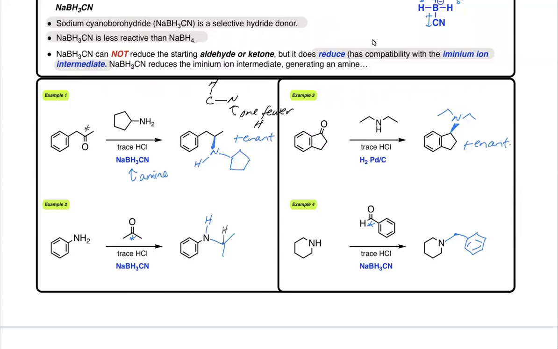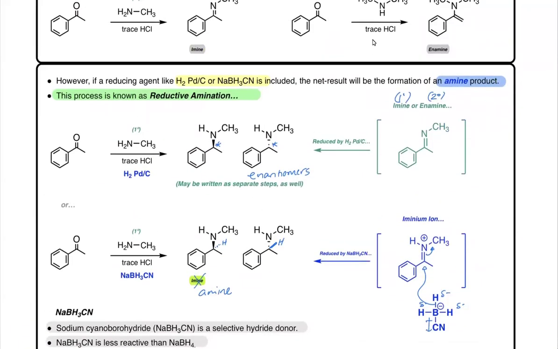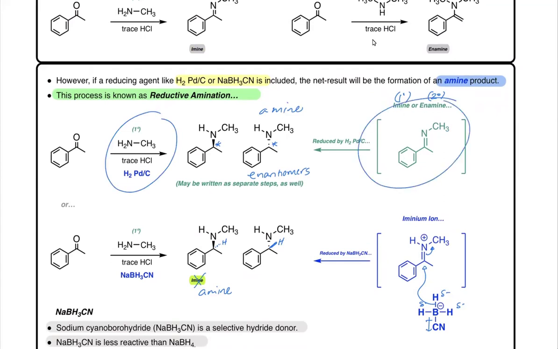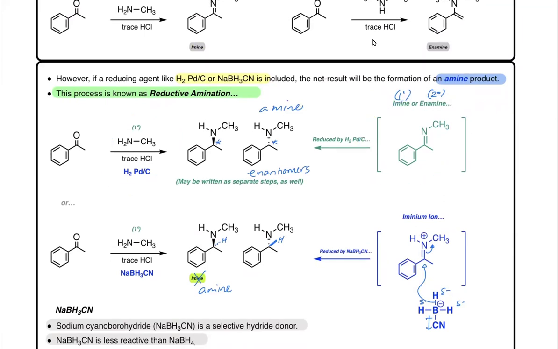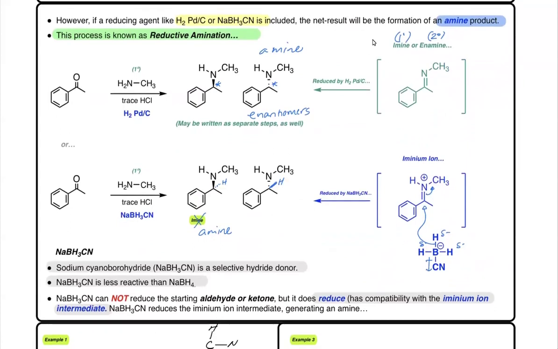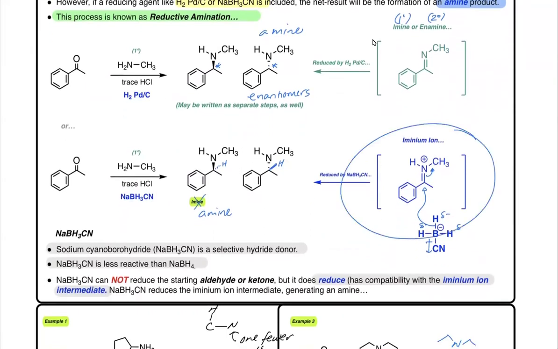All right, so reductive amination is a very powerful way to generate an amine product by reducing the imine or enamine that we would generate. And H2/Pd-C specifically reduces the imine carbon-nitrogen pi bond or the enamine carbon-carbon pi bond. And if we are instead to use NaBH3CN, sodium cyanoborohydride, mechanistically, that specifically reduces the iminium ion intermediate, which is a common intermediate in the pathway of forming both an imine and an enamine.